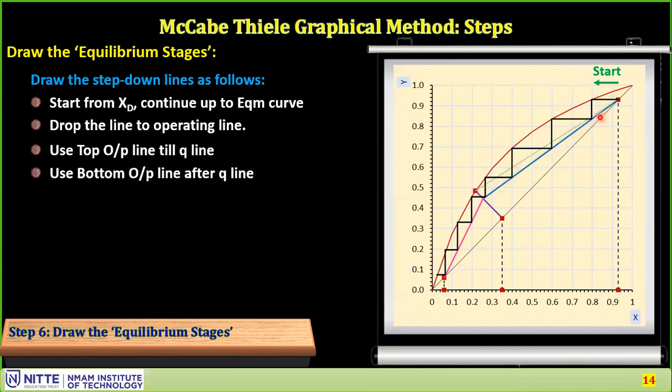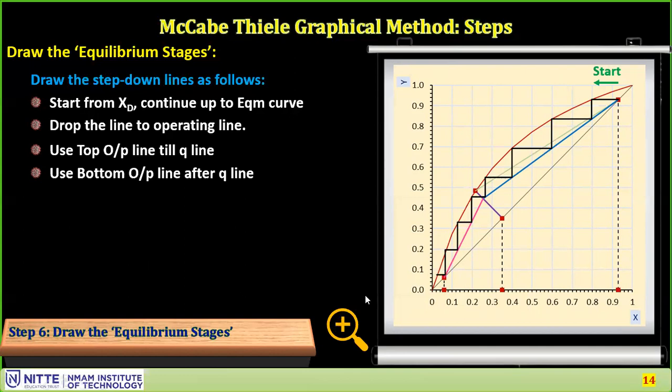So you just have to continue, and use the top line till you cross the Q line. Till you cross the Q line, you have to draw the step down line like this. Once you cross the Q line, you have to use the operating line for the stripping section. This particular line you have to use. In the end, you have to continue the same mechanism.